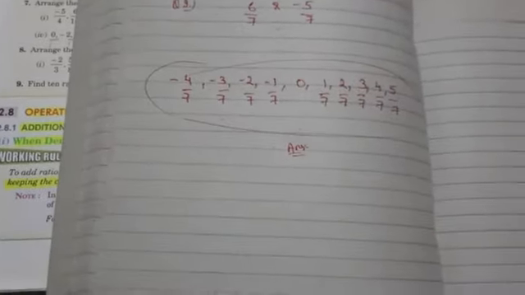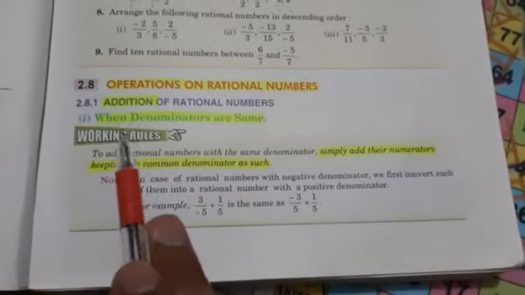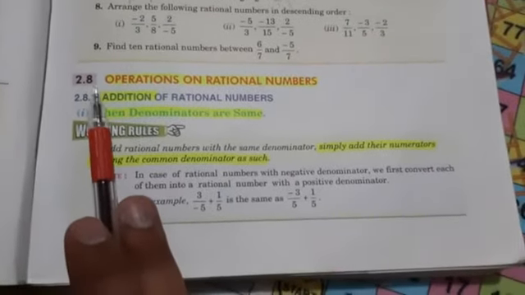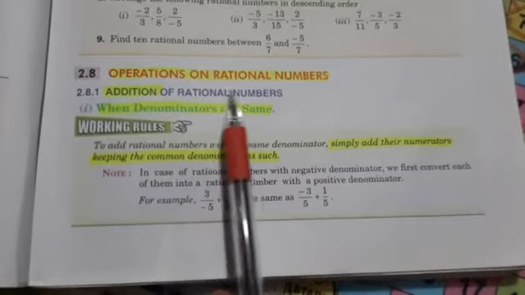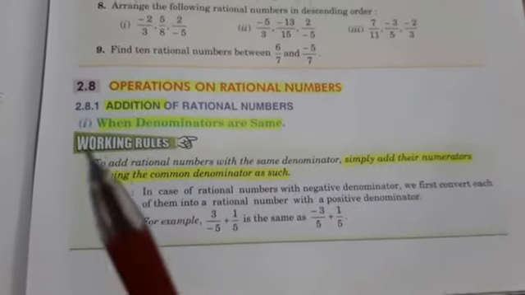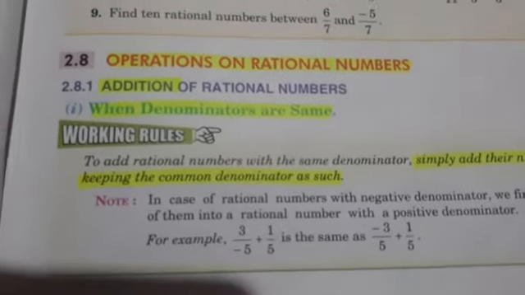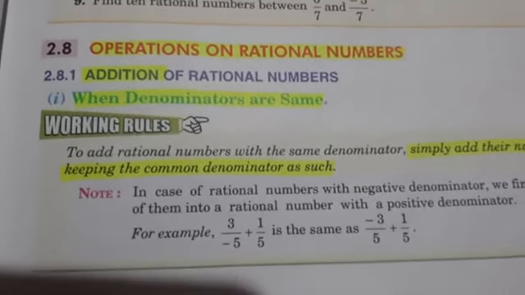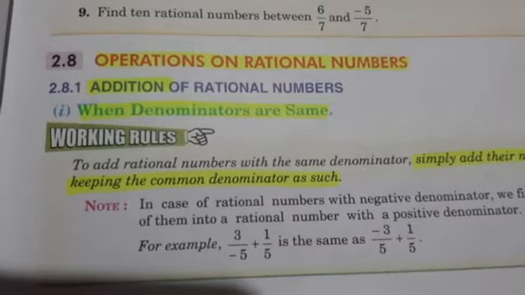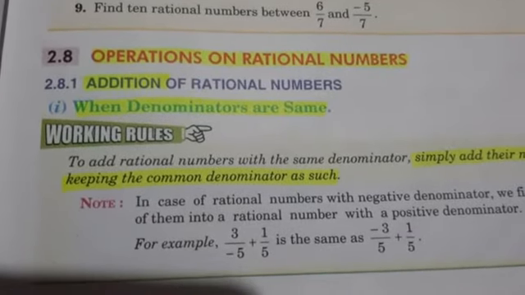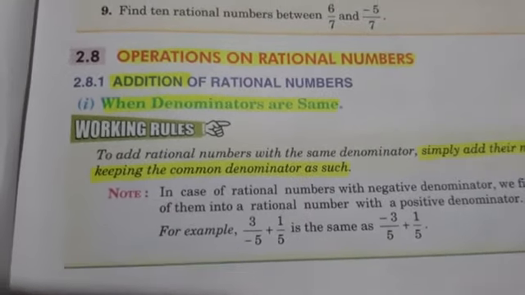With this we come to an end of this exercise. Now move to the next exercise, that is assignment 2.7, operations on rational numbers, that is addition and subtraction. It is also very easy. In case of rational numbers, whether it is addition, subtraction, or telling whether any rational number is greater or smaller, you just need to make the denominators same.